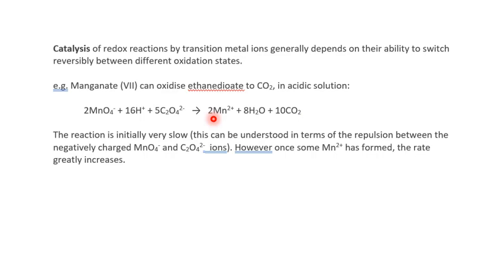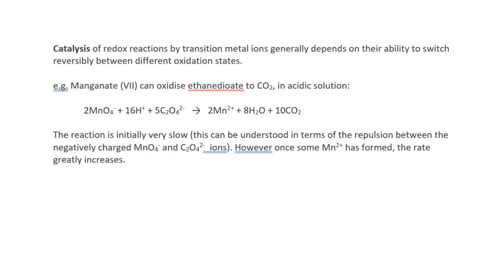And if you do that experimentally, it behaves very strangely, because at the beginning it seems to be really slow, and in fact you often have to heat it up to get a reasonable rate of reaction. But you find that as soon as it gets going, it gets faster and faster. And the reason is that the manganese 2+ ions that are formed as a product also act as a catalyst for the reaction. So once you've formed a few of them, they will catalyze the reaction and make it go faster. And that's called autocatalysis.